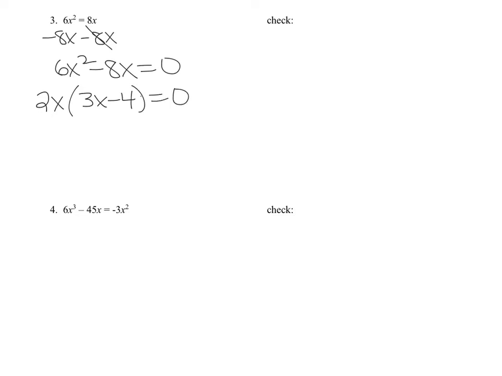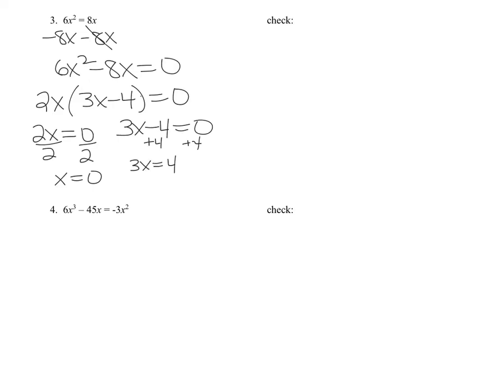And that whole thing is equal to 0. So now your two factors are the 2x, so you set 2x equal to 0, and then you set 3x minus 4 equal to 0, and you solve for x. Here, you divide both sides by 2, and you'll get that x is equal to 0, which is one of your solutions. And then here, you're going to add 4 to both sides, and you get 3x equals 4. Divide everything by 3, and you get that x is equal to 4/3. So my answer is 0 and 4/3.